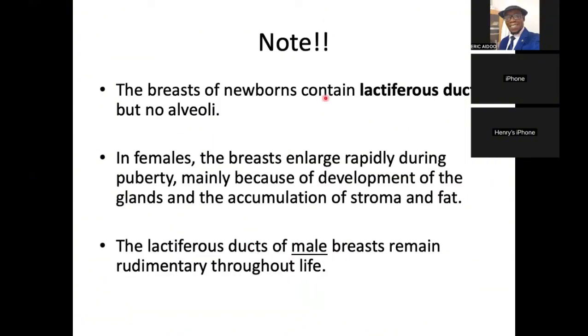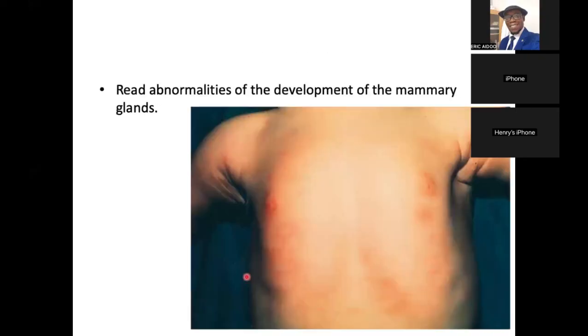So the breasts of newborns contain lactiferous ducts, but there are no alveoli, because obviously they are not producing milk. In females, the breasts enlarge rapidly during puberty, mainly because of development of the glands and accumulation of stroma and fat. The lactiferous ducts of male breasts remain rudimentary through life because we don't use them. Milk will not pass through, so they remain rudimentary.